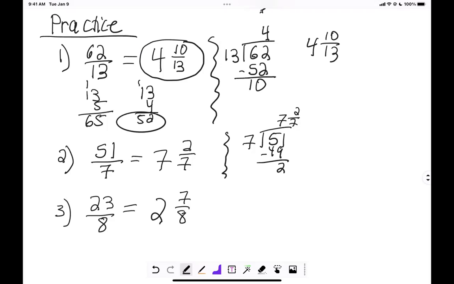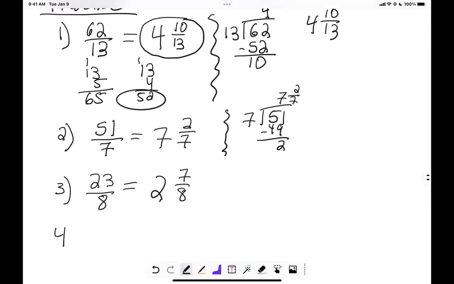And we'll do one more, and that would be the end of this section, and we'll go on to the next section. Let's say we do 84 over 5. All right, so how many 5s are in 84? Well, definitely more than 10, because 10 times 5 is 50. So I might have to try something over here. How many 5s are in 84?